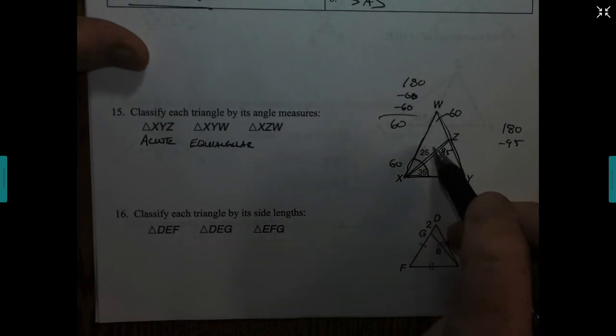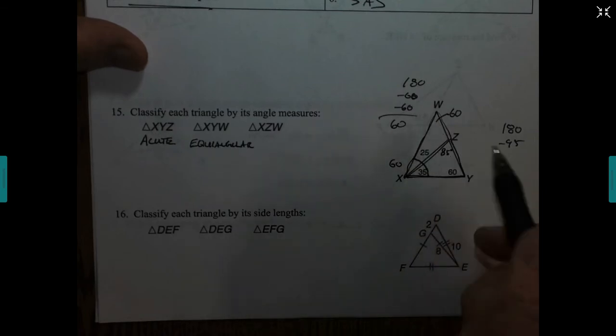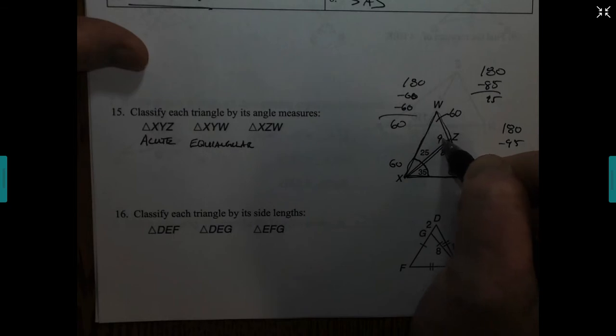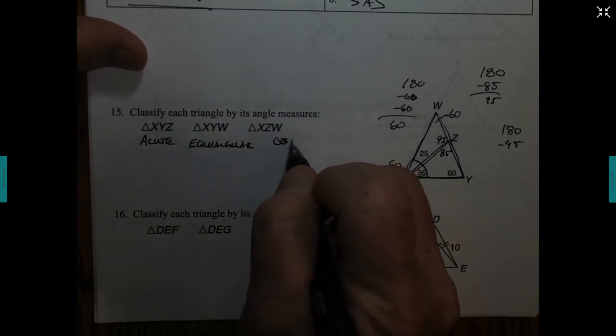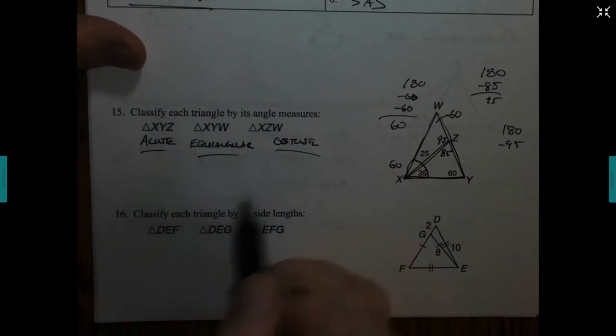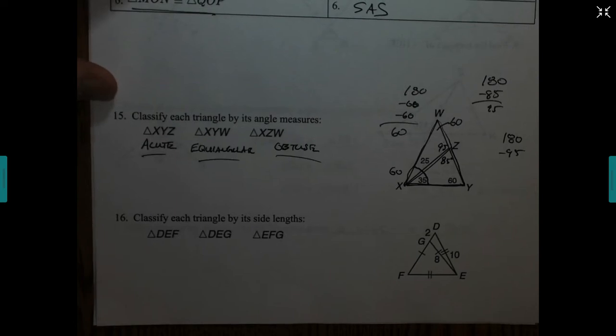Now this last triangle here, I have a linear pair, which means they have to add up to 180 degrees. 180, get rid of 85. I know the other angles, 95. That's bigger than 90 degrees. That's my obtuse triangle. Come on, know these words. Study them. The only triangle that didn't exist in there was a right triangle, okay?